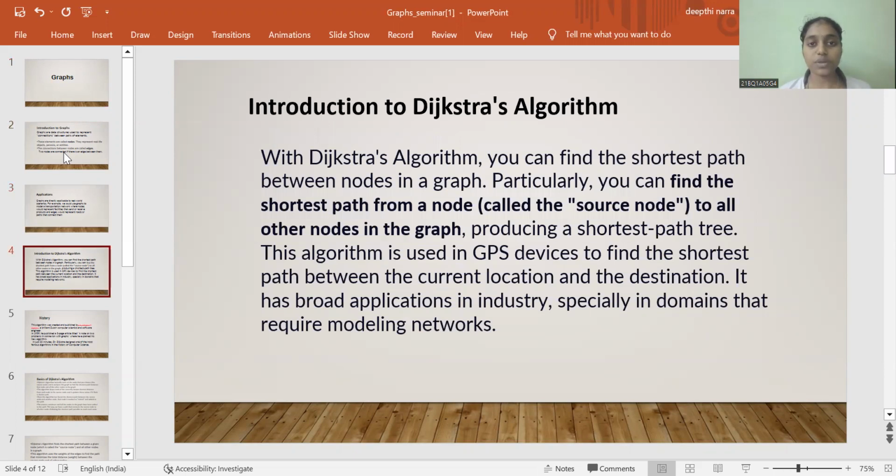So we will see what is meant by Dijkstra's algorithm. With Dijkstra's algorithm, you can find the shortest path between nodes in a graph. Particularly, you can find the shortest path from a node called the source node to all the nodes in the graph, producing a shortest path tree. This algorithm is used in GPS devices to find the shortest path between the current location and the destination. It has broad applications in industry, especially in domains that require modeling networks.